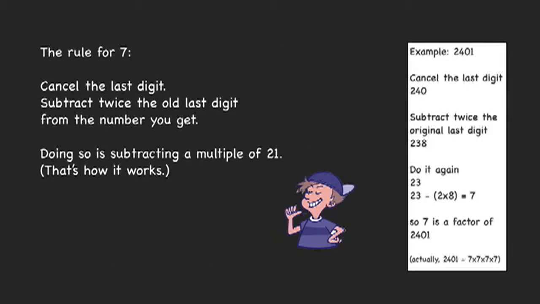The rule for 7. Cancel the last digit, subtract twice the old last digit from the number you get, and continue that process as often as necessary. Doing so is subtracting a multiple of 21. That's how it works.